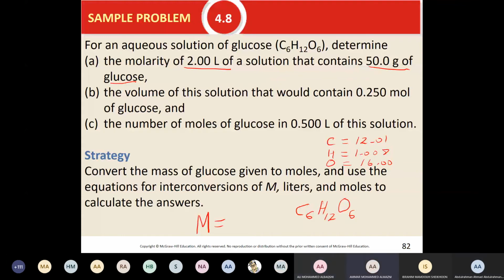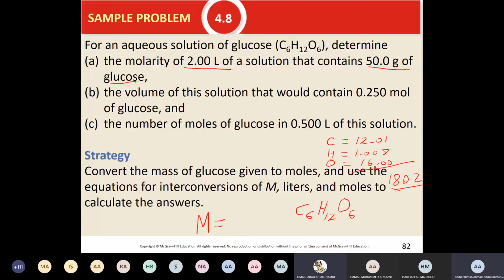0.02. What's the total mass of glucose? 180.2. Exactly. Very good. 180.2. So what's the number of moles? 0.28.